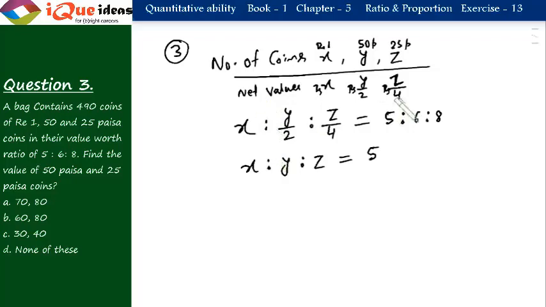So corresponding to y, the number here is 6. So multiply by 2 to get 12. Similarly, z by 4, we are taking it as z. That means we are multiplying by 4. Corresponding to z, the number here is 8. So multiply by 4 to get 32.